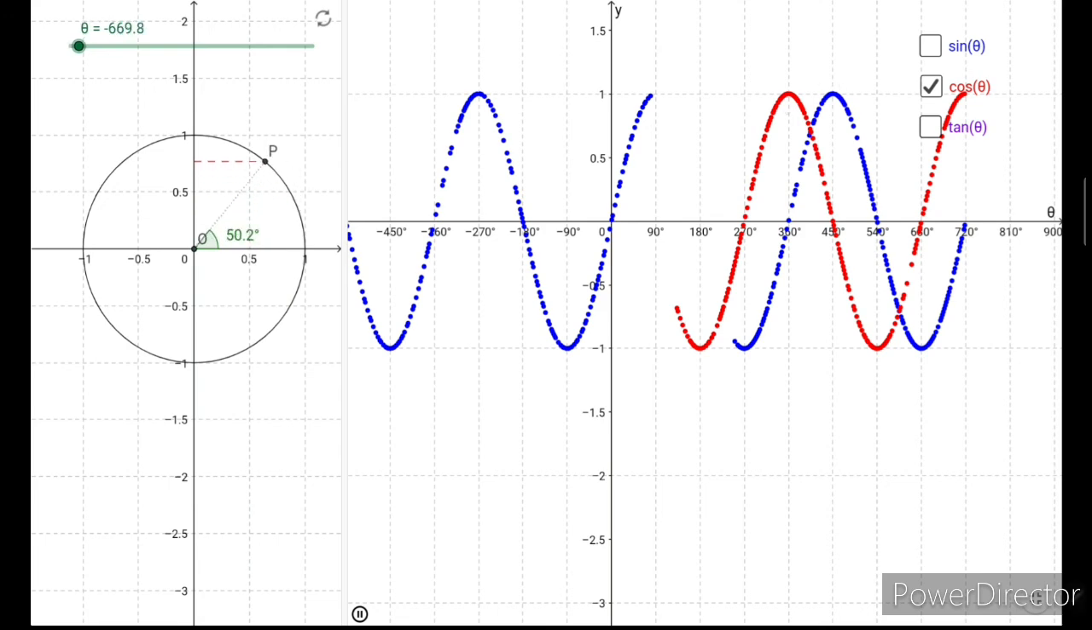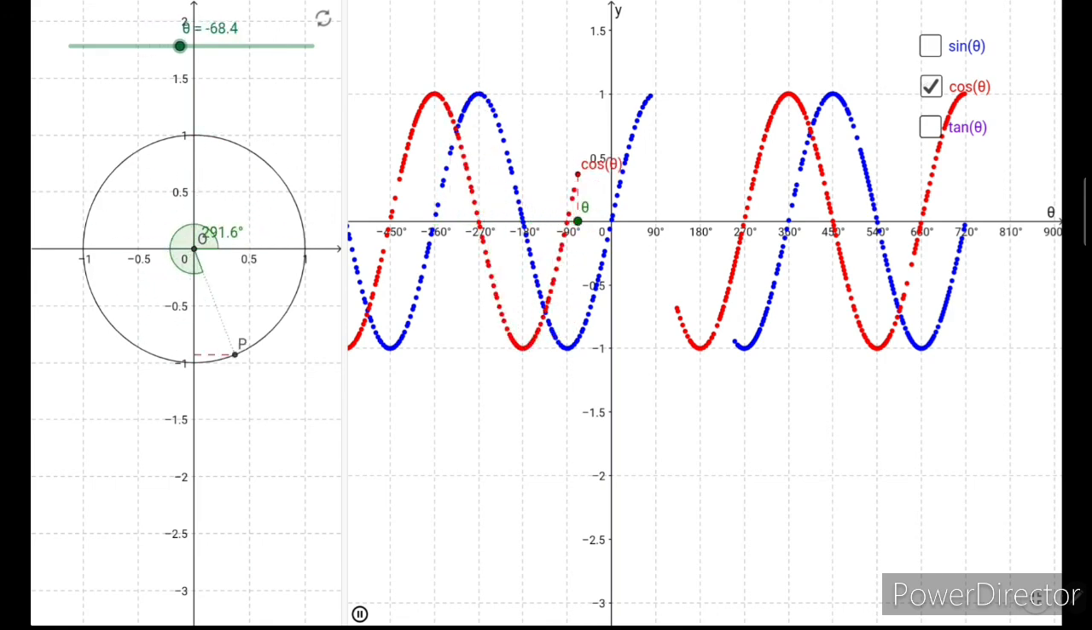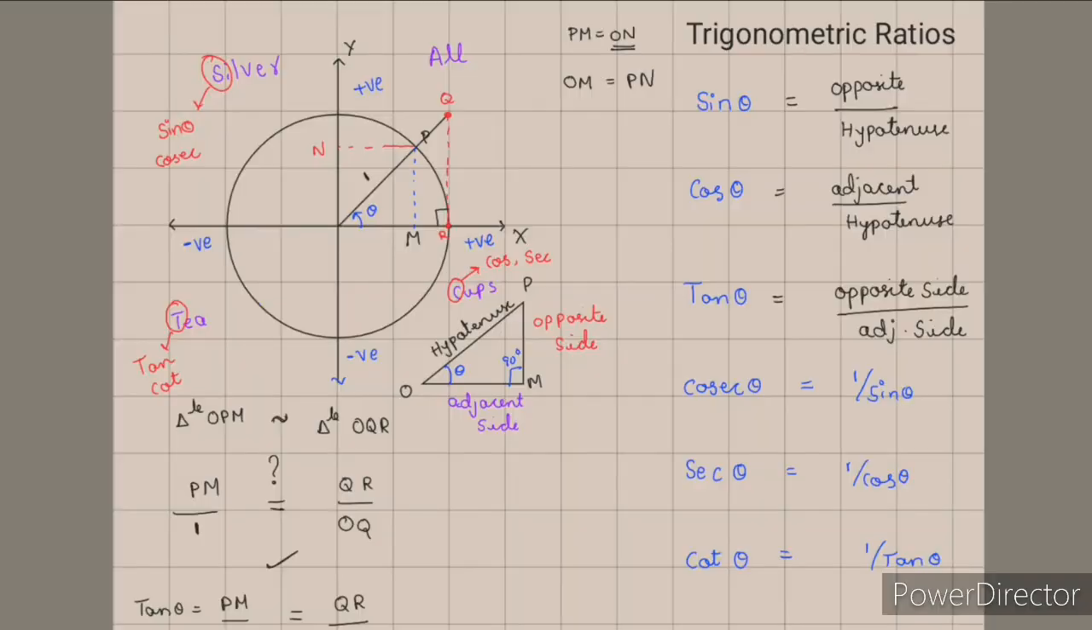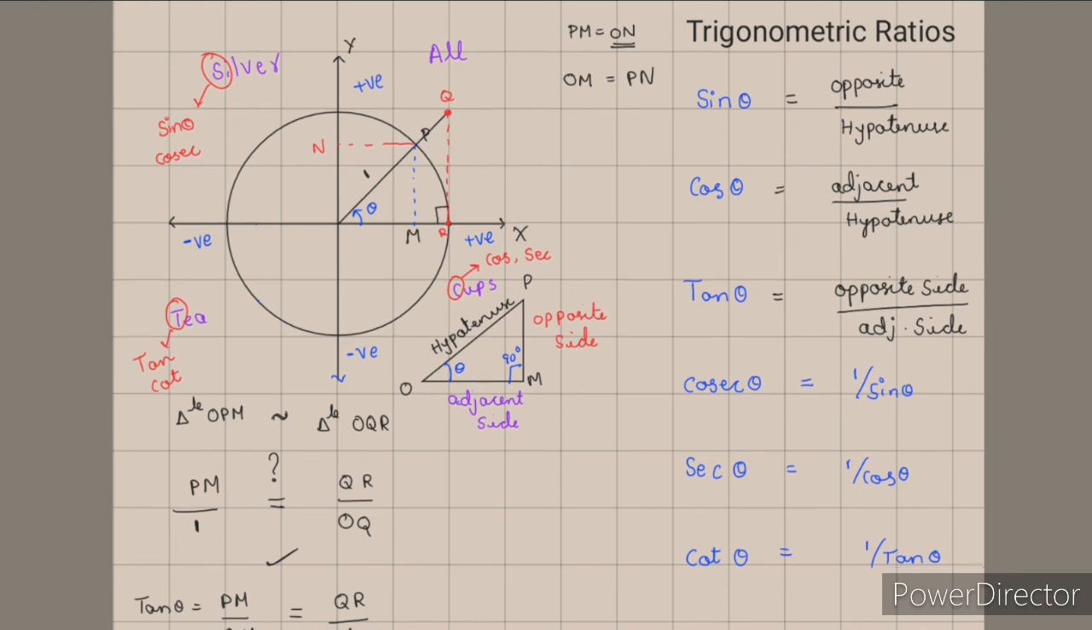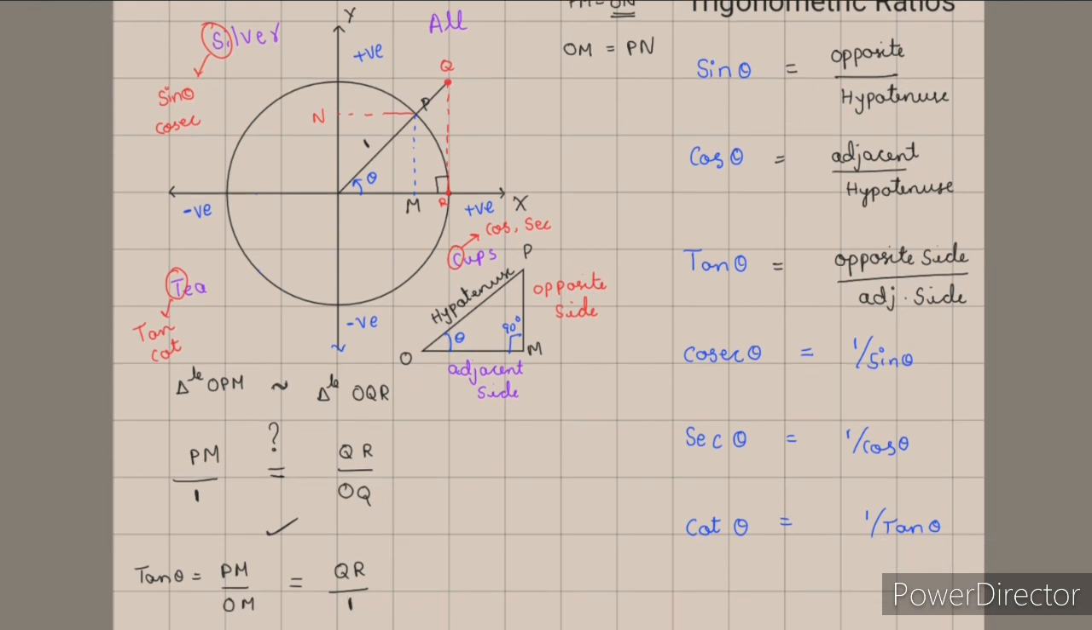If you look at sin and cos, the plots look similar, but there is some shift in angle. Let's see what that shift is. We have seen that there is some shift in the graphs of sin and cos. Why did that happen? If you see, what will be the third angle of this right angle triangle? This will be 90 minus theta. Why? Because the sum of all angles in a triangle is 180 degrees.